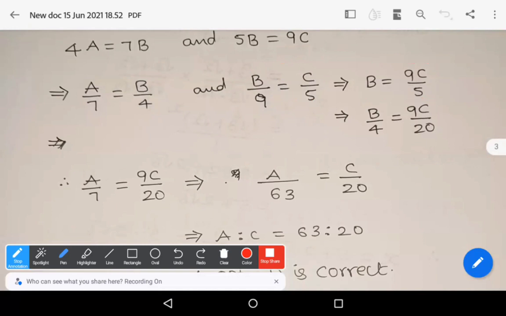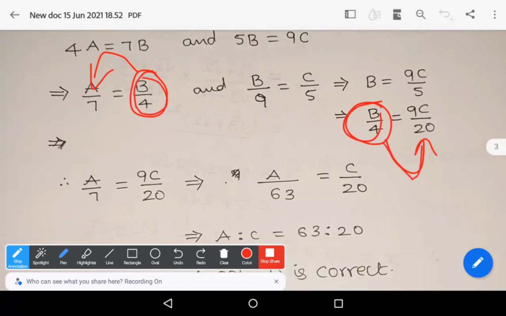Multiply both sides with 1 by 4. Multiply this expression with 1 by 4. b by 4 is equal to 9c by 20. Now you observe that b by 4 is equal to a by 7. Same b by 4 is equal to 9c by 20.